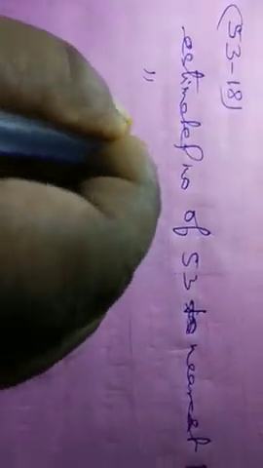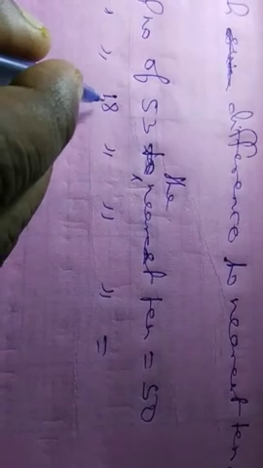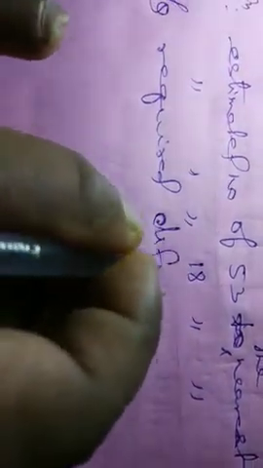And again, estimated number of 18 to the nearest 10 is equal to 20. 8 is lying in the range between 5 to 9, so 1 is converted into 2 and 8 is converted to 0. The required difference, according to the question, is 50 minus 20 equal to 30, which is our answer.